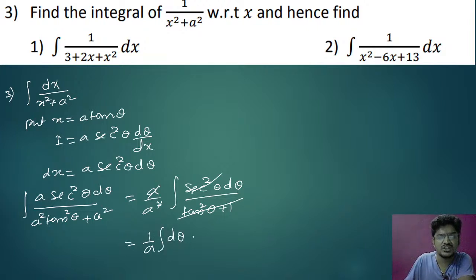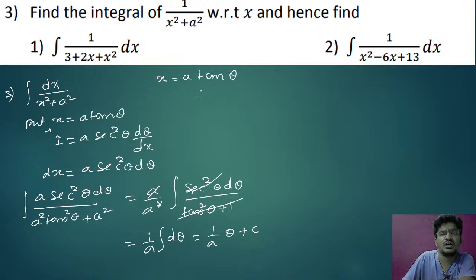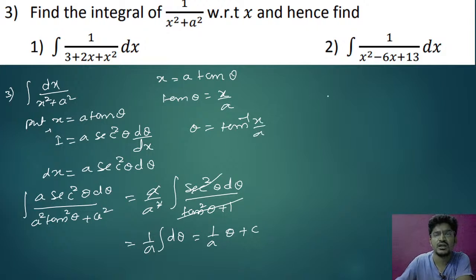So what is integration of d theta? Theta. So that will be 1 by a into theta plus c. So what you have here? x equal to a tan theta, and from this you can write tan theta will be equal to x by a, theta will be equal to tan inverse of x by a. So you use this and write here. Therefore 1 by a, in the place of theta I will write tan inverse of x by a plus c. This is your answer.